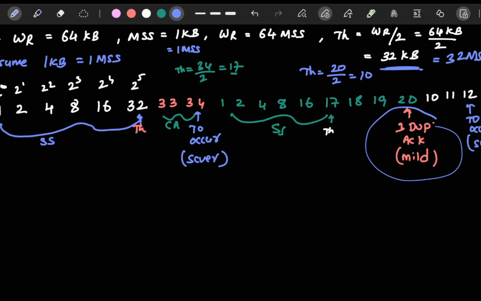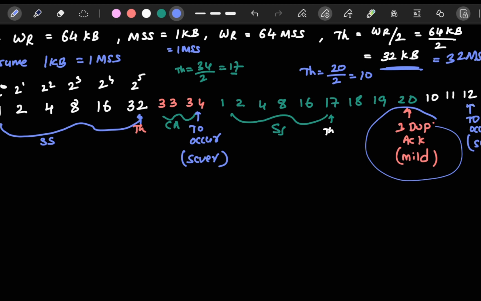See, this 1 MSS depends upon implementation. I am telling you again, if in the question it is mentioned that you have to start from 2 MSS, then start from 2 MSS. It depends upon implementation. Here we are assuming that it is started from 1 MSS. So in such situations, read the question properly and continue.